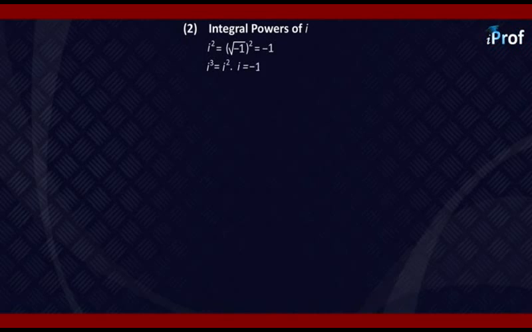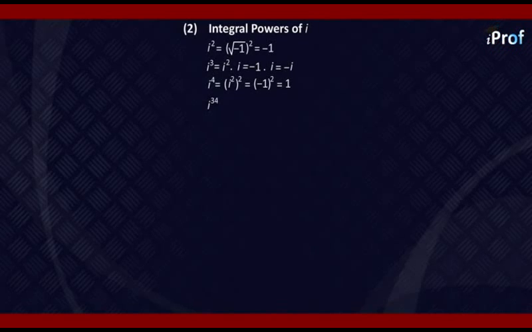Let's go to the integral powers of iota. Iota is square root of minus 1. Iota square becomes square of under root of minus 1, which becomes minus 1. So iota square in general is equal to minus 1. Iota cube therefore becomes iota square into iota. Iota square becomes minus 1 into iota. That makes it minus iota. Iota raised to power 4 is equal to iota square whole square. Iota square is minus 1, and minus 1 whole square becomes plus 1. Therefore iota raised to power 4 is always equal to 1.